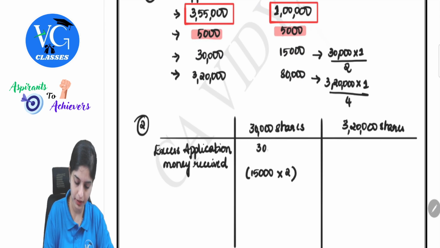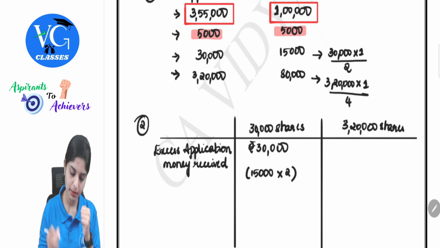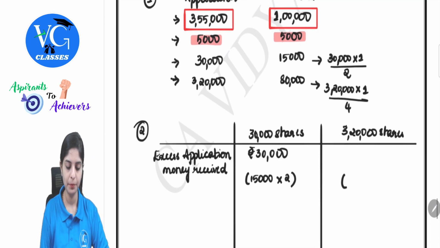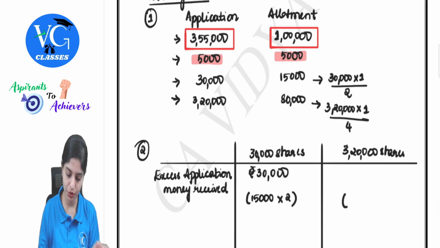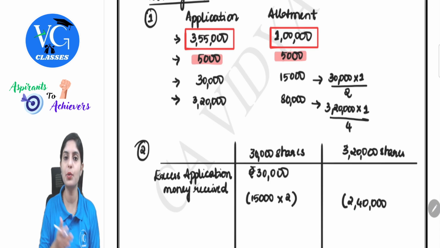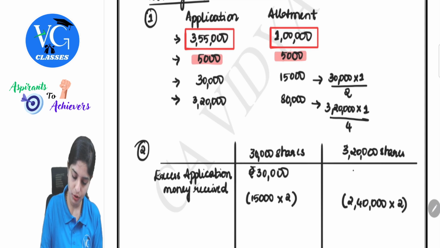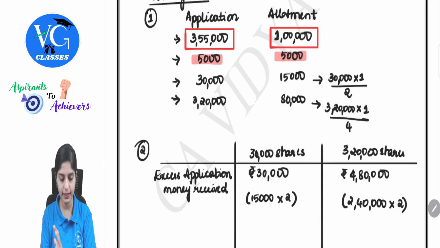This will be 30,000. All of you understanding here? Yes. Similarly for 3,20,000 shares, how much was extra received? I applied for 3,20,000, got only 80,000. How much is extra? 2,40,000 is extra. How did I get it? 3,20,000 minus 80,000 into application money of 2 rupees. So this will be 4,80,000. So this is the excess application money received.